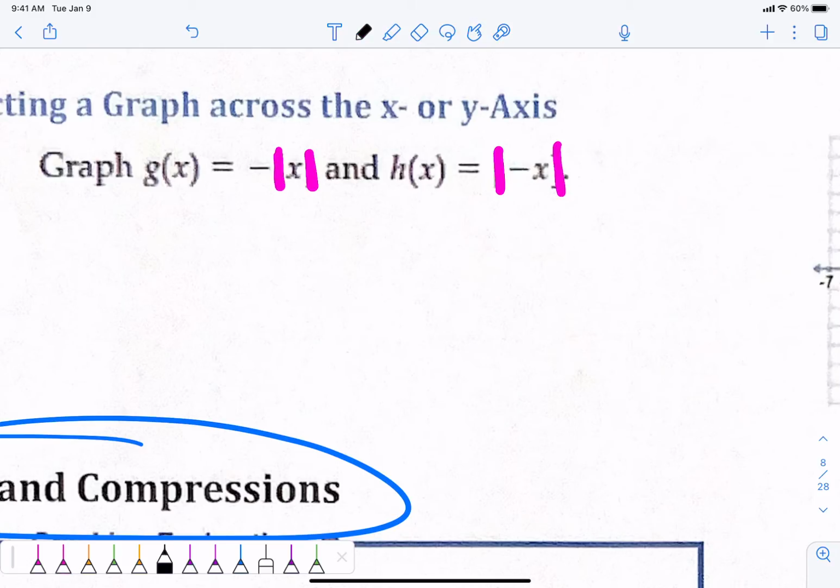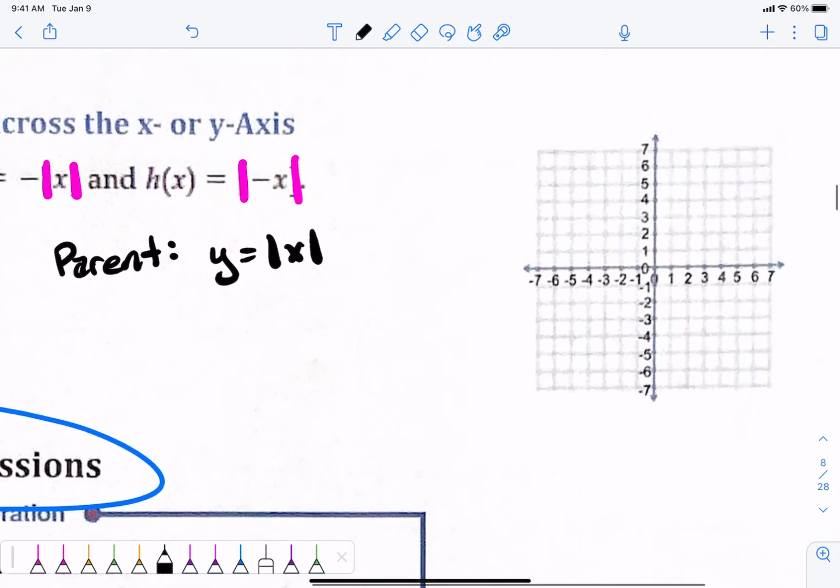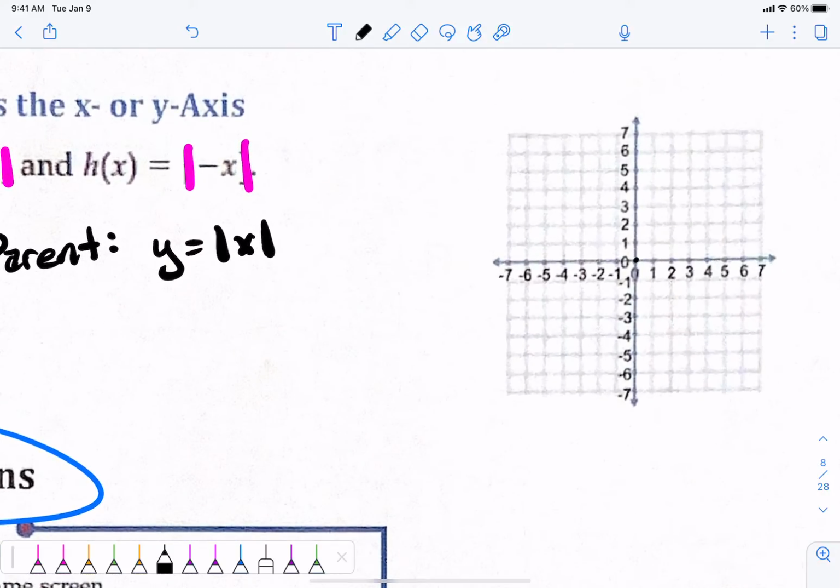All right, absolute value. Let's graph his parent function. Parent is y equals the absolute value of x. We've already graphed him once in this section, so here he is right there and right there. There's y equals the absolute value of x. That's the parent.